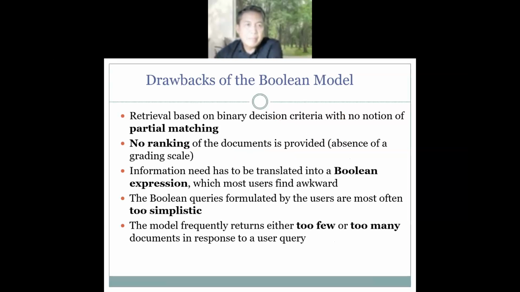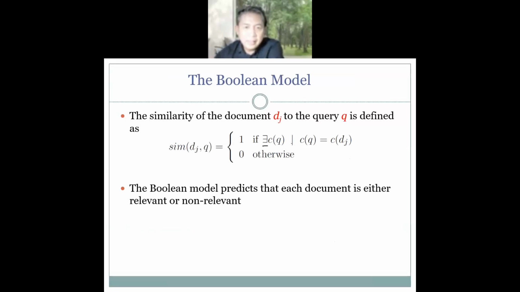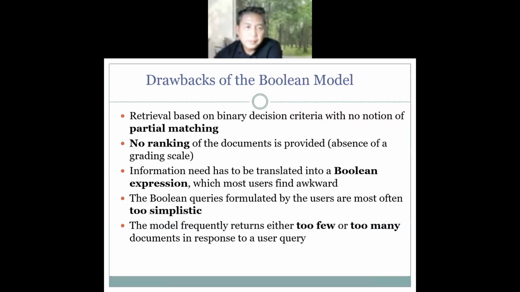Okay. So these are some of the drawbacks, disadvantages. Since the similarity here is 0 and 1, we can only say whether they are relevant or not relevant, so we cannot perform ranking. Also, we cannot say whether they are partial matching or 100% matching. Information need has to be translated into a Boolean expression. The Boolean query formulated by the user is most often too simplistic.